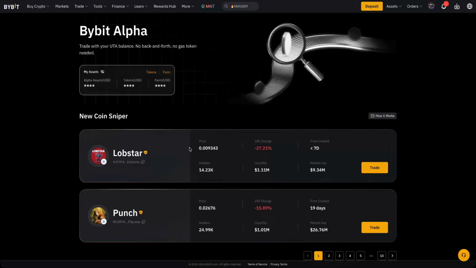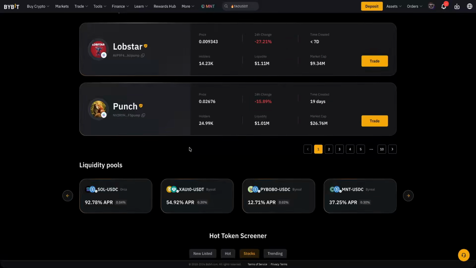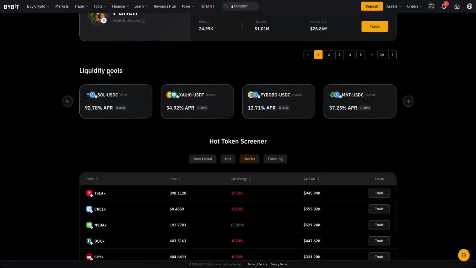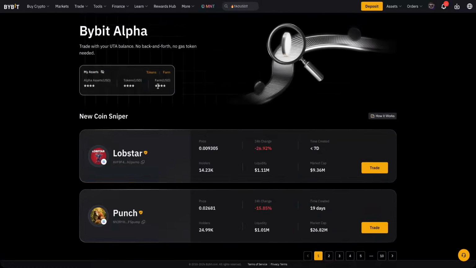So with Bybit Alpha, you are trading on chain. It is not like trading on spot. You are trading on chain and you can actually provide liquidity in liquidity pools and start earning yields every day. So let's jump right into it. Let me show you how to access that.